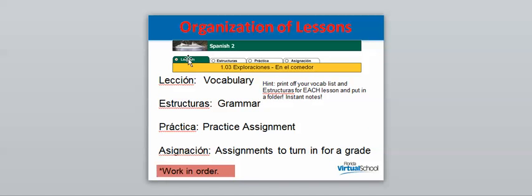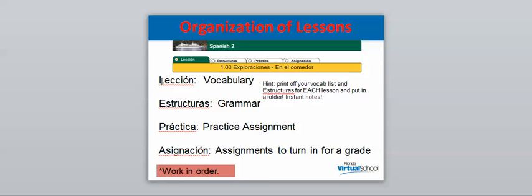Organization of our lessons is you have the lección, which is your vocab and your lesson, estructuras, which is your grammar, práctica, which is your practice assignment, and asignación, which is the assignment that you turn in for a grade. So please make sure you are clicking on each tab. If you're not sure what to submit, always go to the asignación tab and read the directions.